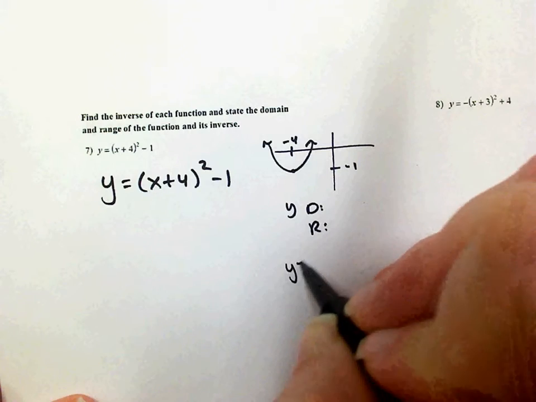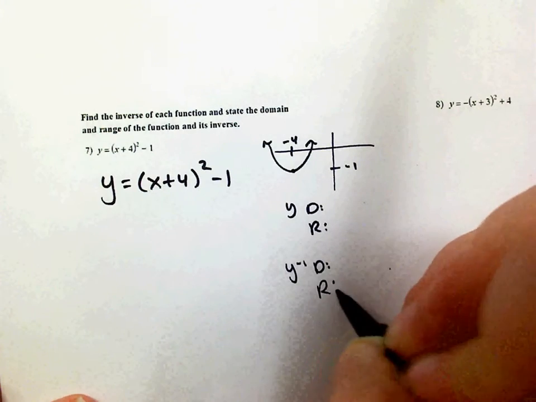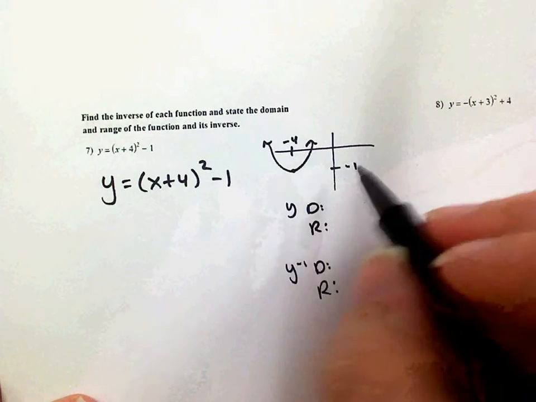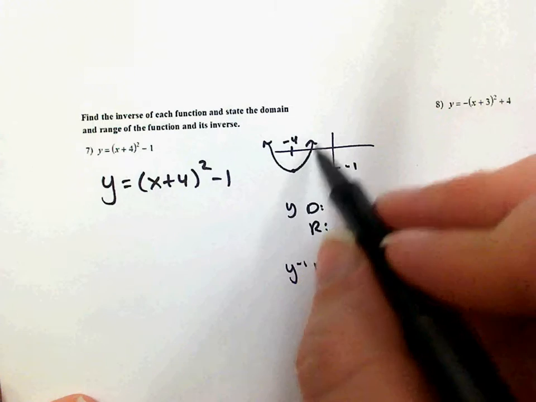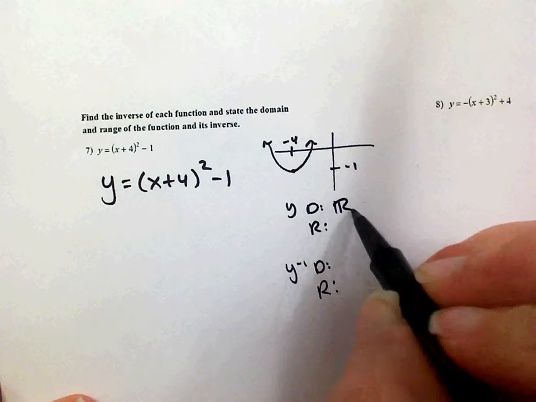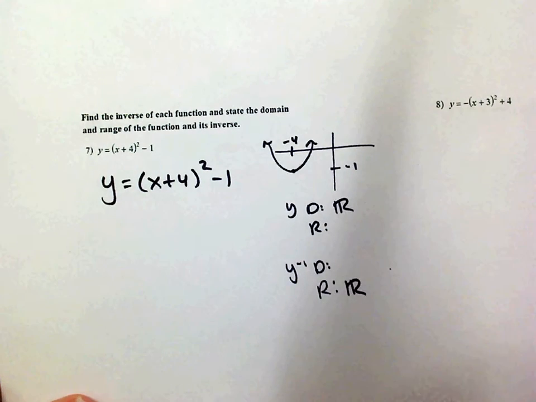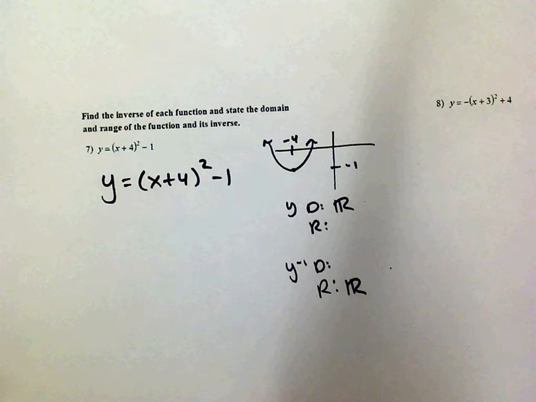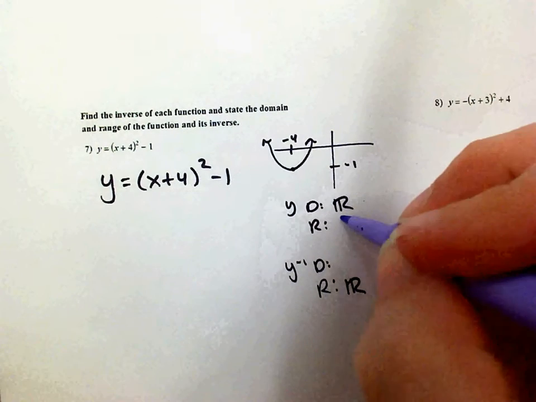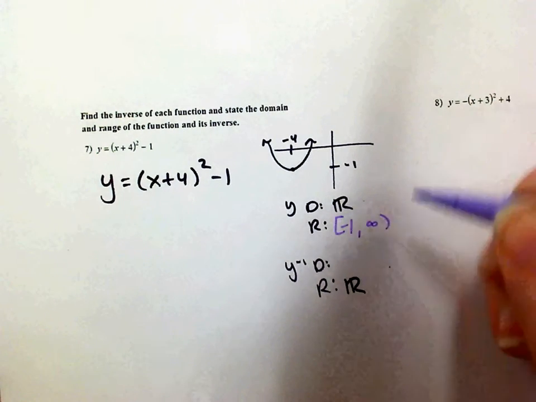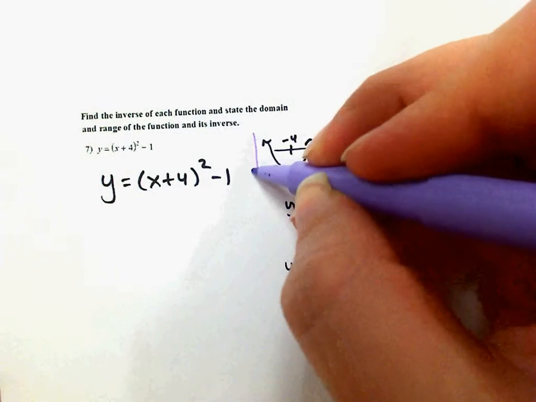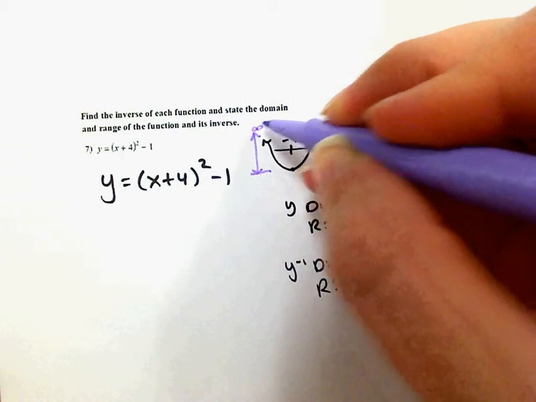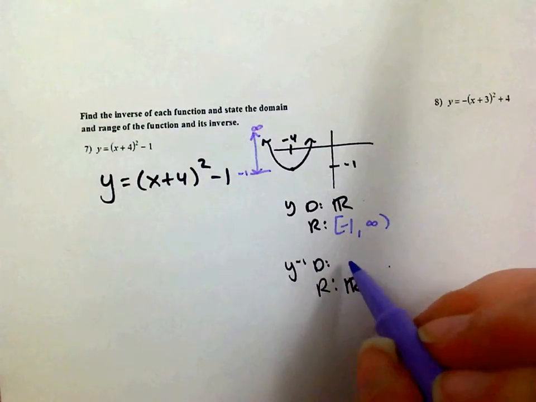Domain is left to right, so it goes all the way left and all the way to the right, so all real numbers, which means the range of my inverse is all real numbers. And then its range, the range is low to high. So it looks like the lowest it goes is -1 and the highest it goes is infinity. It goes from -1 to infinity.